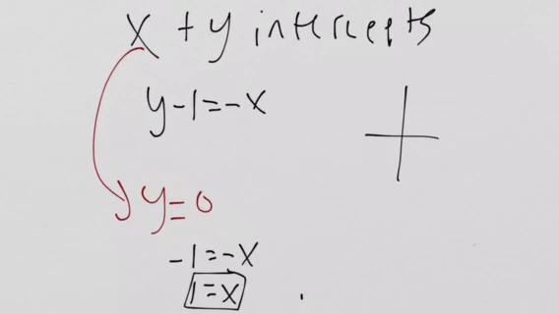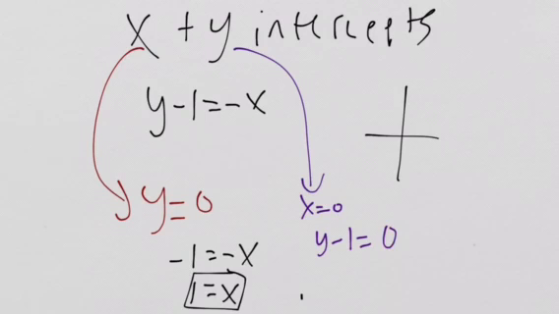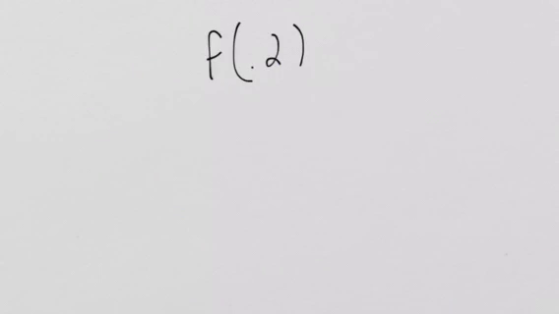So our x-intercept happens at x equals 1. Okay, so for our y-intercept, that's going to happen when x equals 0, because that means that we haven't moved at all in the x direction. We've only moved up and down the y-axis. So we say y minus 1 equals 0, so then y equals 1. So our x-intercept is at x equals 1, y equals 0, and our y-intercept is at x equals 0, y equals 1. We just set y equal to 0 to determine the x-intercept, and we set x equal to 0 to determine the y-intercept.